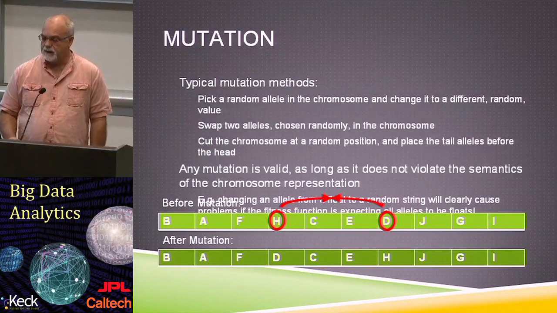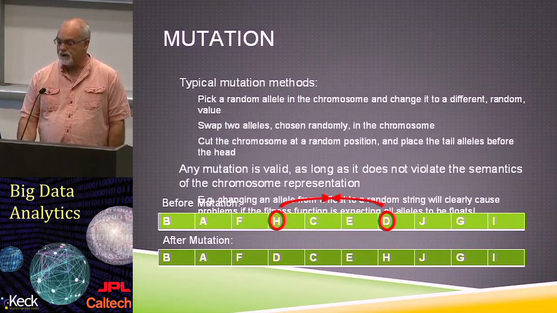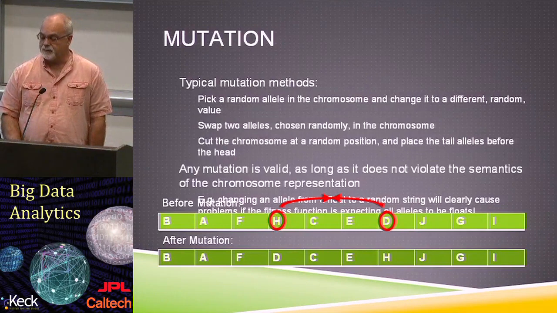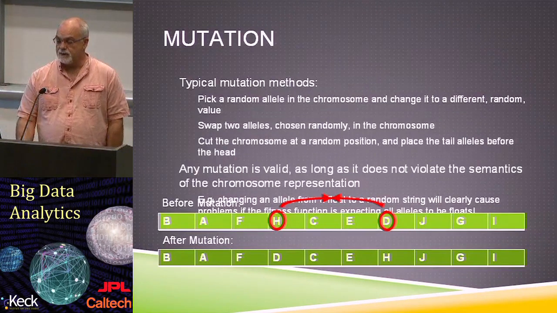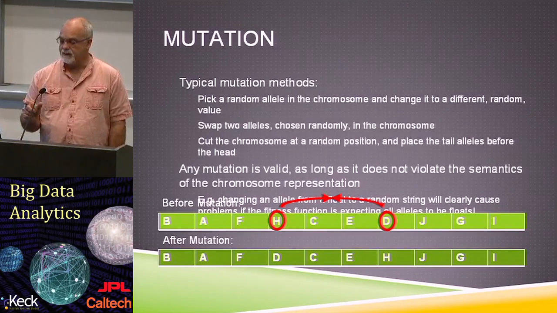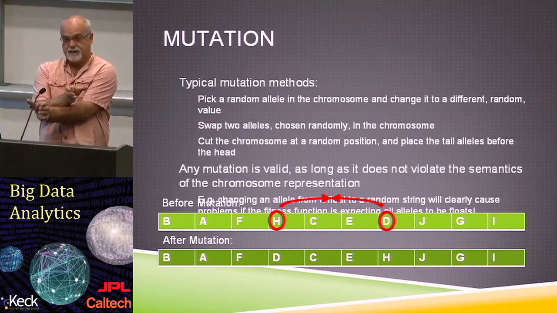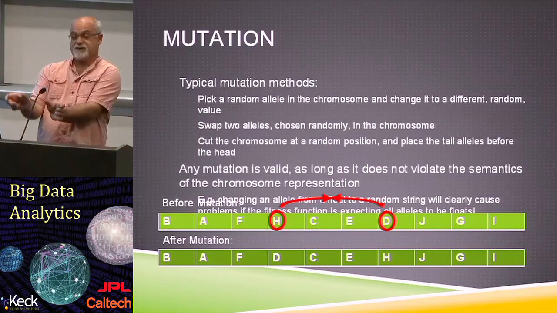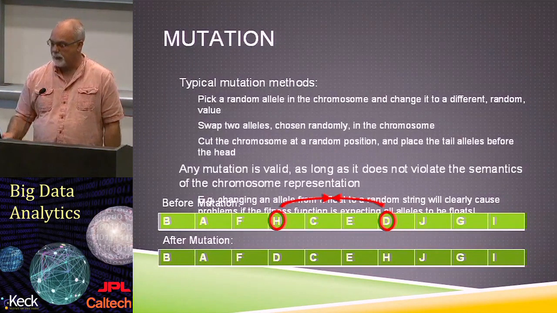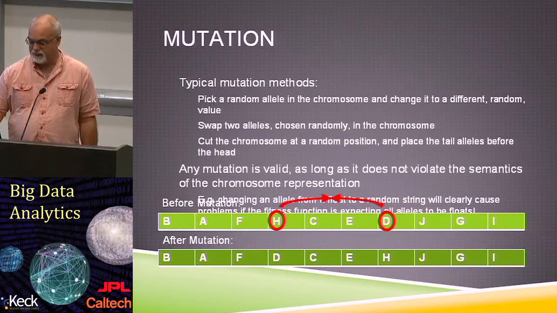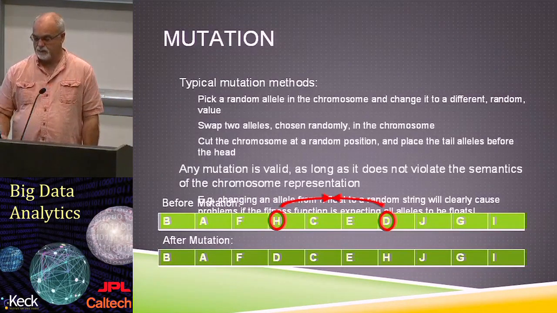So here's a typical set of methods that you might use. You pick a random gene, a random allele in the chromosome, and just change it to a different value. You can swap two alleles in the chromosome, so you just exchange the positions of those two alleles. You could also cut the chromosome at a random position and then take the tail and put it in front of the head. And I'm sure there are many other ways of mutating that you can probably think of.